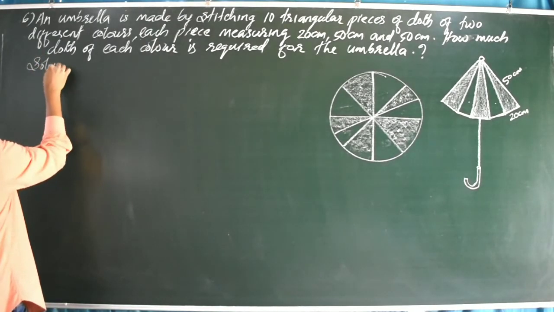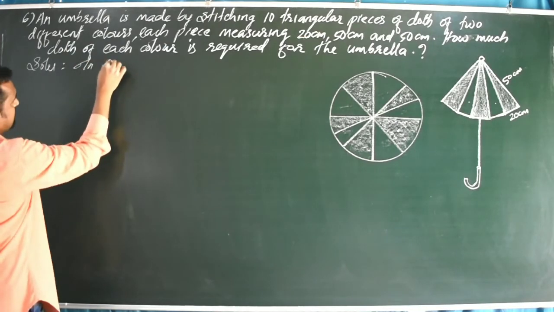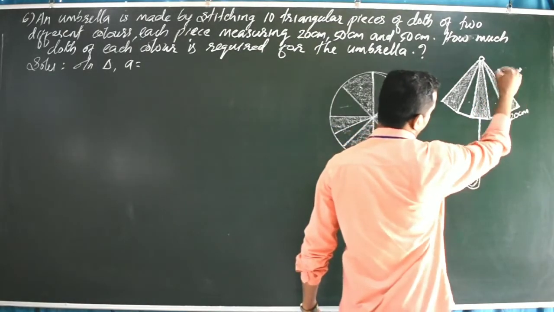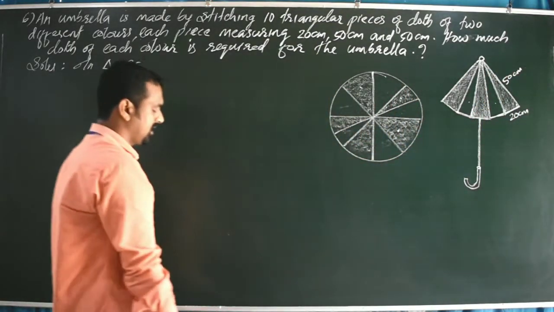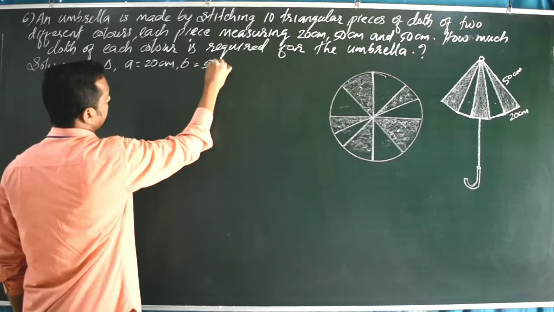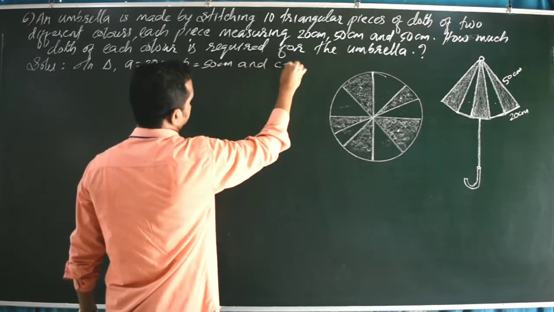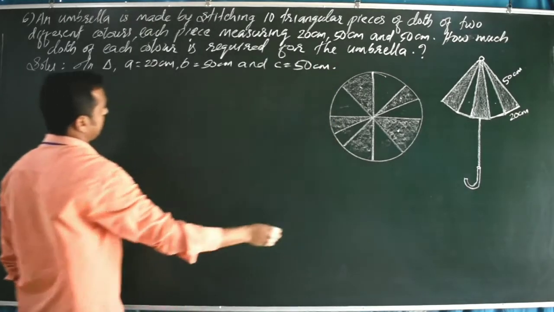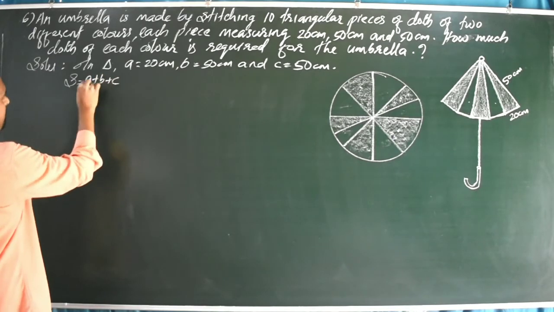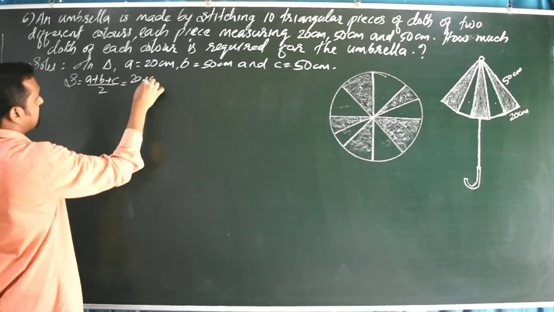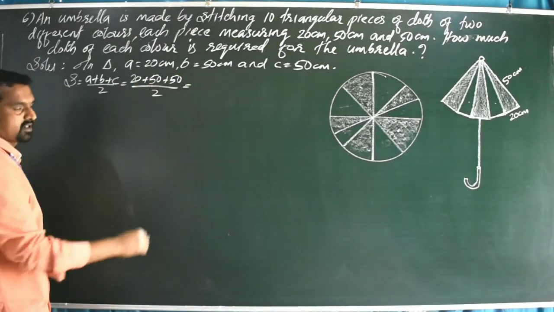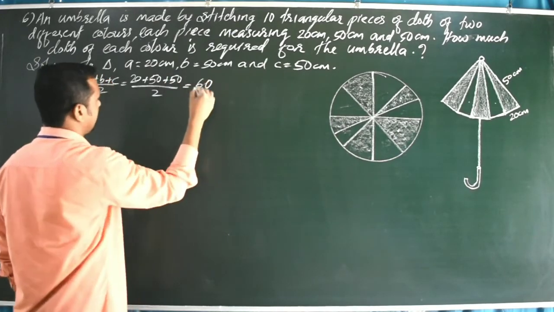First we have to write the values. We will consider it as a triangle, it is in the shape of a triangle only. So one area we will find out first. A is equal to 20 centimeter, B is equal to 50 centimeter, and C is equal to 50 centimeter. Now find out the semi-perimeter. S is equal to (A plus B plus C) divided by 2, that is 20 plus 50 plus 50, that is 120 divided by 2, it will come 60.